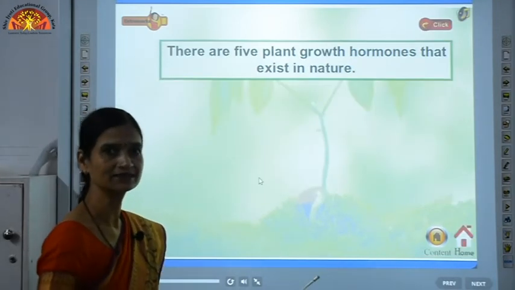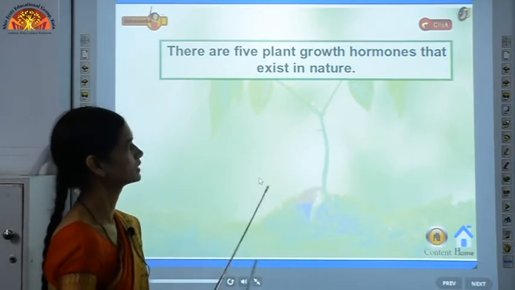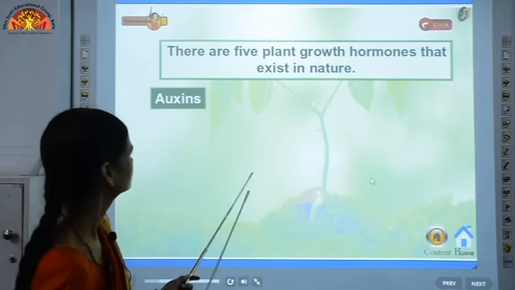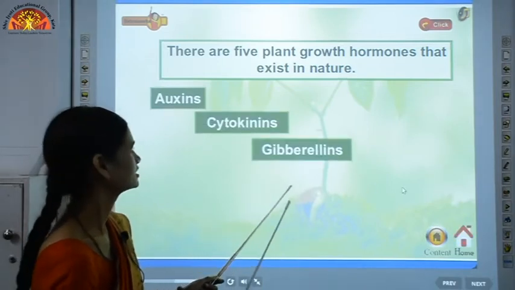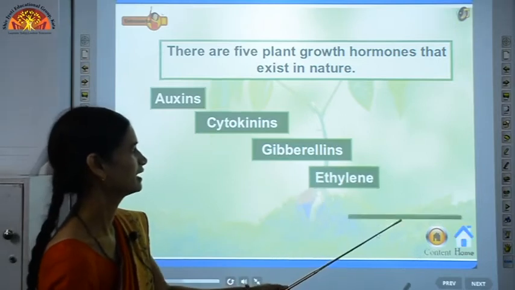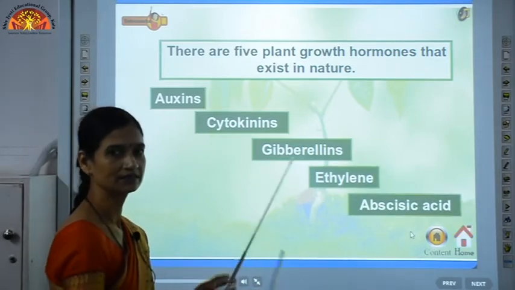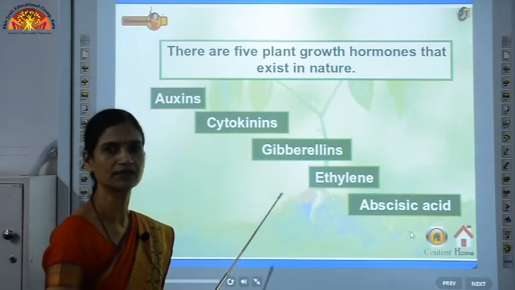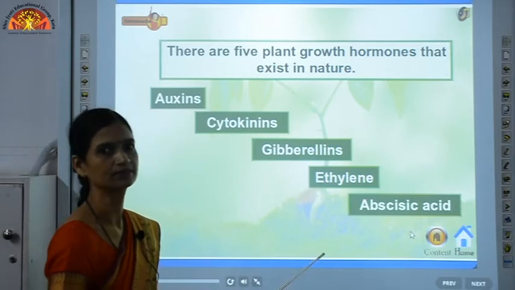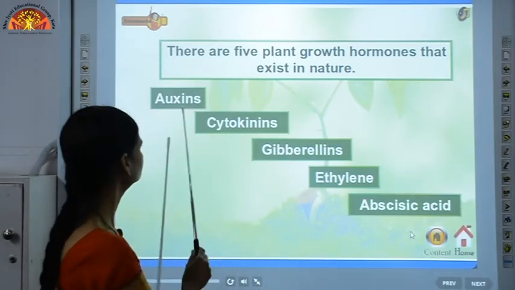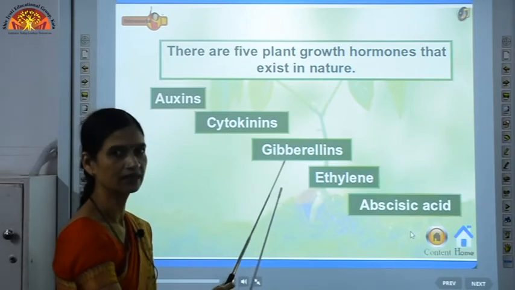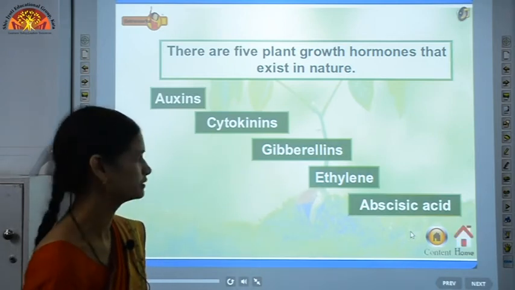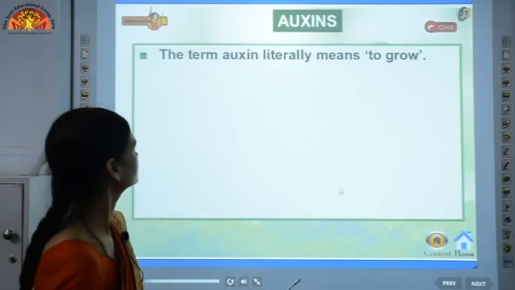Now, we will categorize these hormones. There are 5 plant growth hormones that exist in nature and they are auxins, cytokinins, gibberellins, ethylene and abscisic acid. We can group them in the sense that some of the hormones are growth promoting and some are growth inhibiting. So we can say auxins, cytokinins and gibberellins are growth promoting hormones and ethylene and abscisic acid are growth inhibiting. We will understand them in detail.